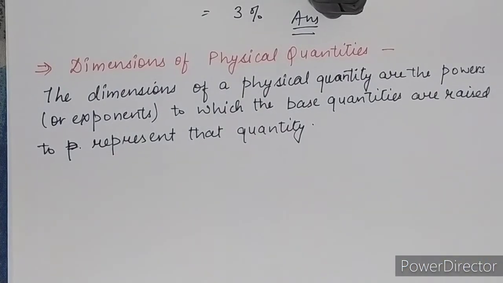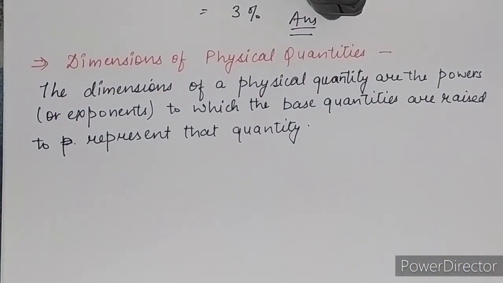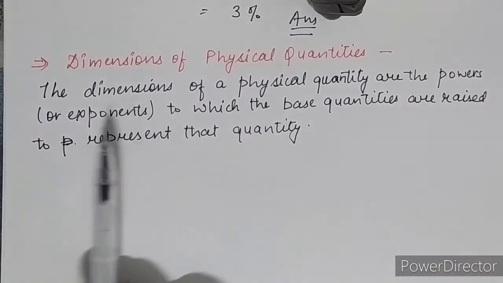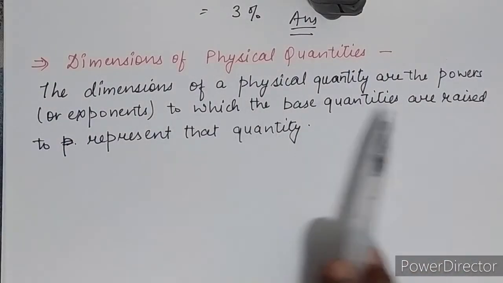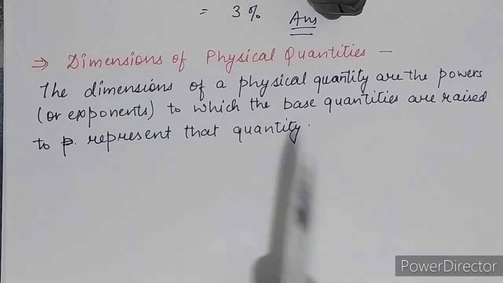The dimensions of a physical quantity are the powers to which the base quantities are raised to represent that quantity. We always write them using square brackets, and we deal with all dimensions in the form of square brackets only. They are always written in the form of MLT.